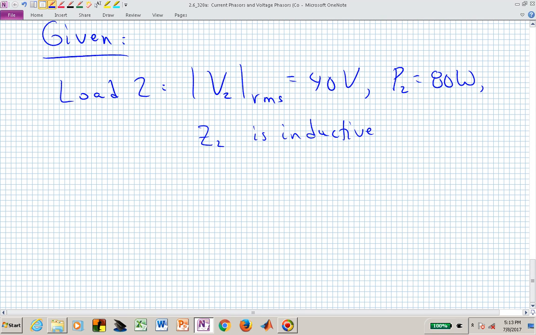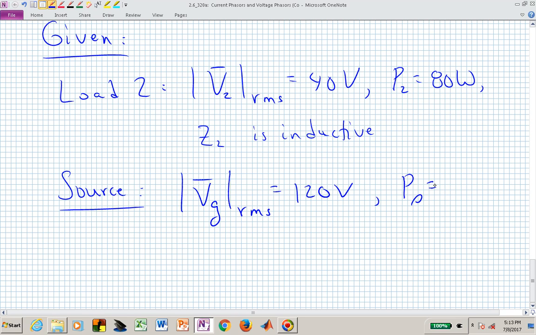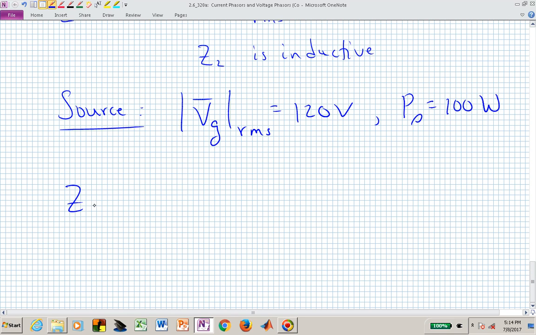All right, we also were told something about the source. I'm trying to buy myself time. I'm guessing I'm in an interview and now somebody's wanting me to solve this problem, and I'm trying to figure out how do I do this? So I'm buying time. The source voltage magnitude in RMS was 120 volts, and the real power supplied by the source was 100 watts. We were also told that this total load was inductive.